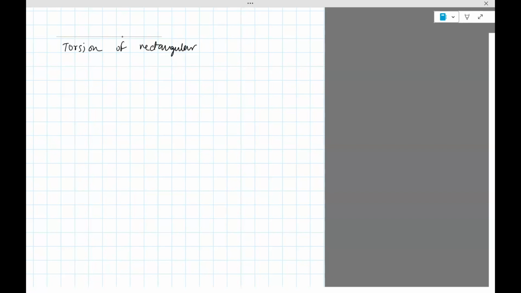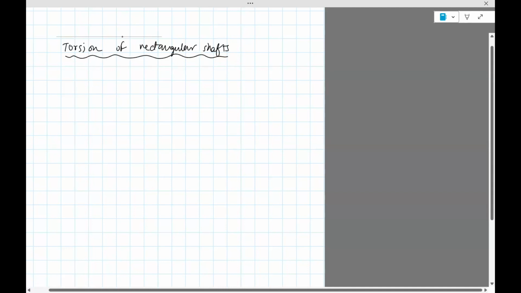Rectangular shafts. Okay. Now this is, however, not that trivial. Torsion of rectangular shafts is way harder than torsion of circular shafts, and this is why.